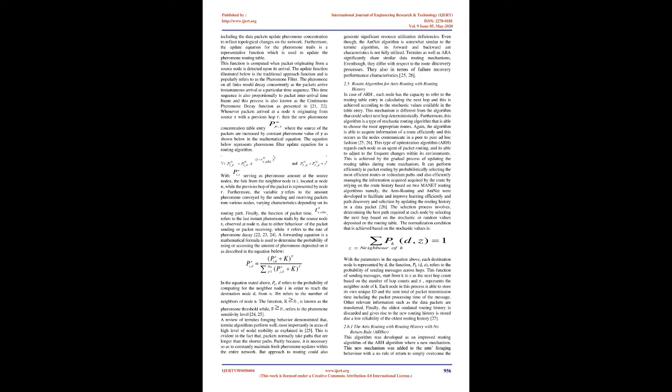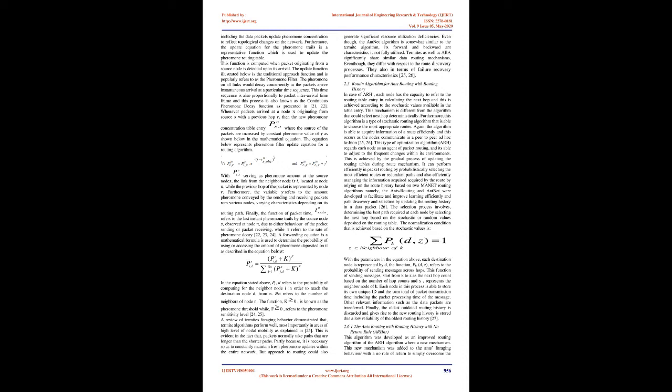Even though the AntNet algorithm is somewhat similar to the termite algorithm, its forward and backward ant characteristics are not fully utilized. Termites as well as ARA share similar data routing mechanisms, even though they differ with respect to the route discovery processes. They also differ in terms of failure recovery performance characteristics 25, 26.